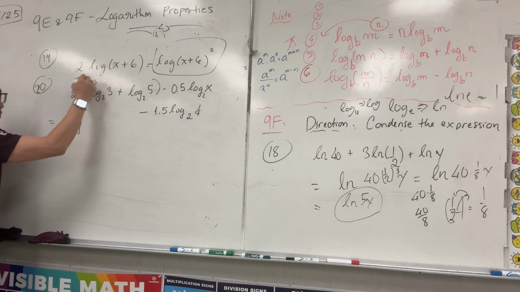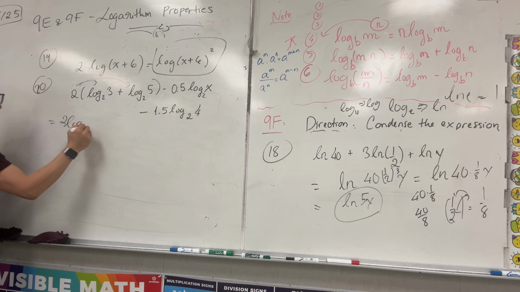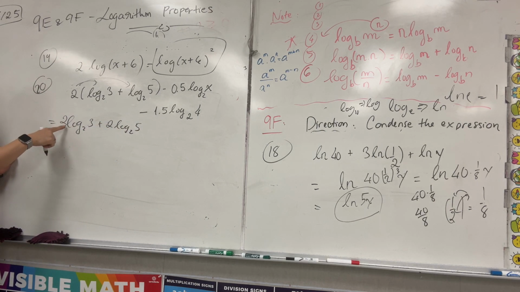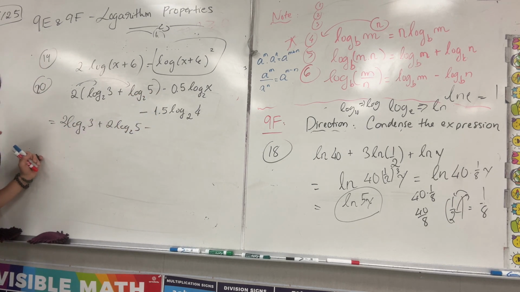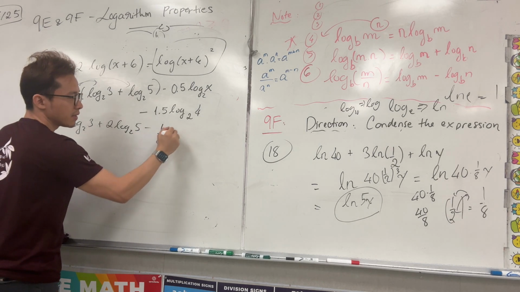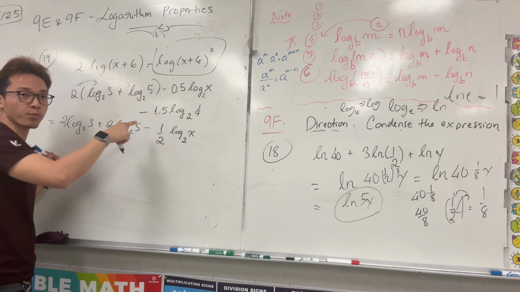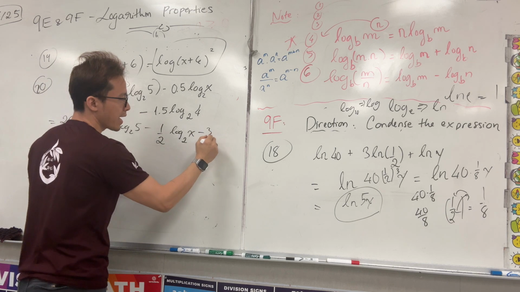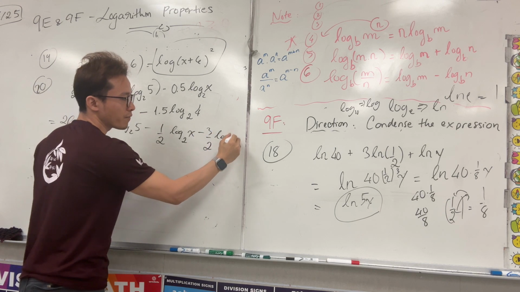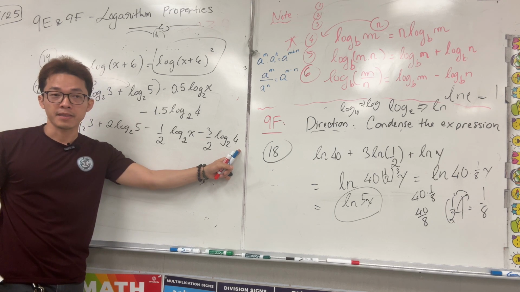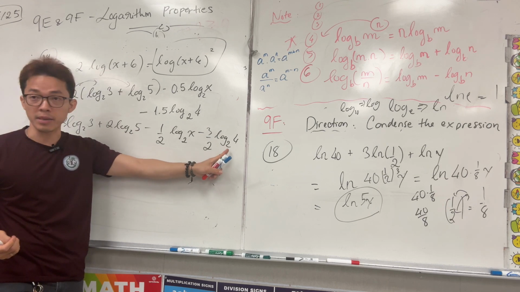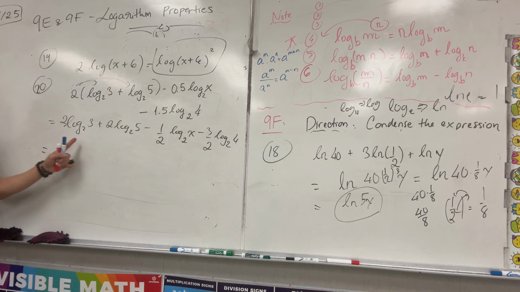You can also distribute them. So you have 2 log base 2 of 3 plus 2 log base 2 of 5, if you want to think like this. You distribute the 2 first. And 0.5, you need to convert to a fraction: 1 over 2 log base 2 of x, and negative 1.5 is 3 over 2 log base 2 of 4. I know log base 2 of 4 is 2, right? But don't change it because you want them to have the same base. So far so good for this step?